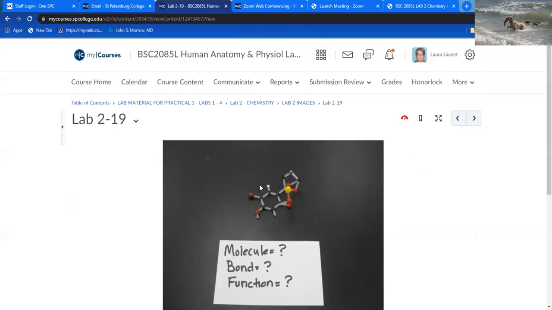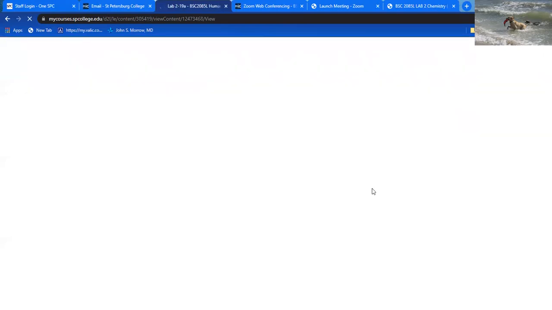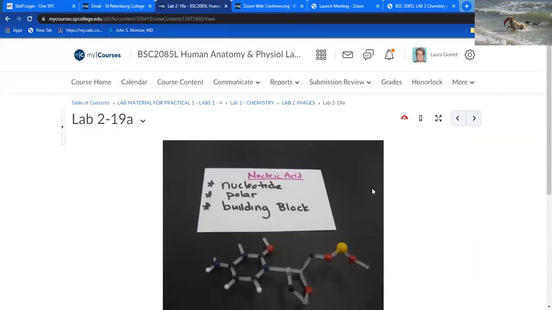This is an example of a nucleic acid. It kind of looks like an earring more than a handcuff or a bracelet like a monosaccharide does. And it has a variety of brown and yellow balls that the other molecules didn't. So this is a nucleotide. It's the building block of DNA and RNA, polar covalently bonded.